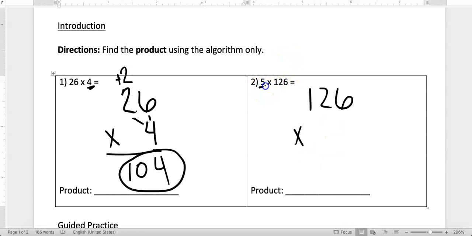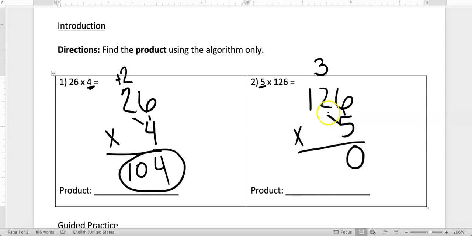I have these 5 ones, even though they switched up the order. I know these are still ones, so those 5 ones are going to come right over underneath that 6 in the ones place. Going on with my math facts, I'm going to go ahead and start in the ones place here. 5 times 6, I know it's 30. My 0 goes here. I regroup those 3 tens.